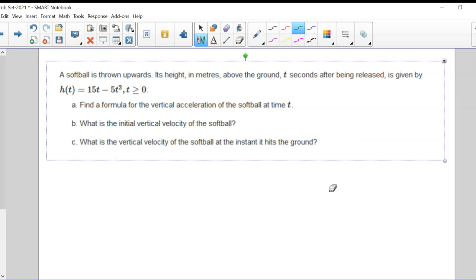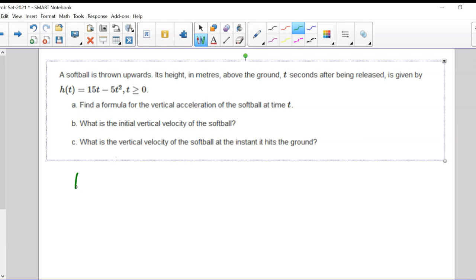All right. So here's one of the questions that was on a homework, and a lot of people got it right, but some people struggled a little bit with it. And I thought, why not just spend a few minutes on it? They give you an equation for height. All right, so that's a position function. They tell you that height is given by this function based on the time. Find a formula for the vertical acceleration of the softball at time t. Well, as you already know, acceleration is the second derivative of the position function. So that part wasn't that hard, and I'll just do that very quickly here.